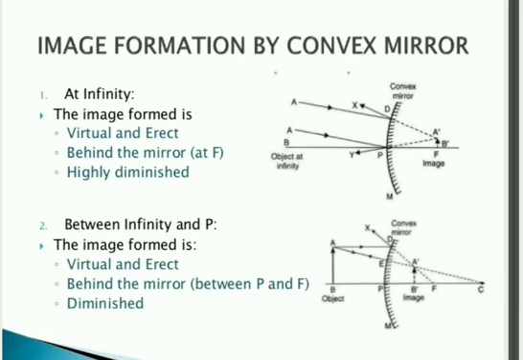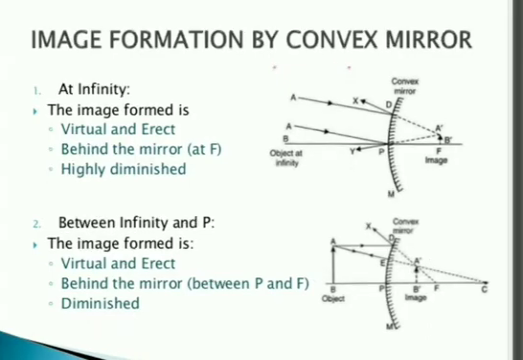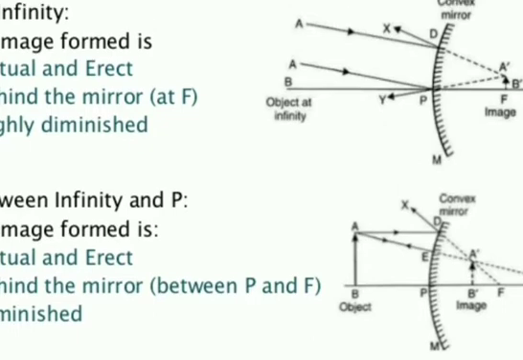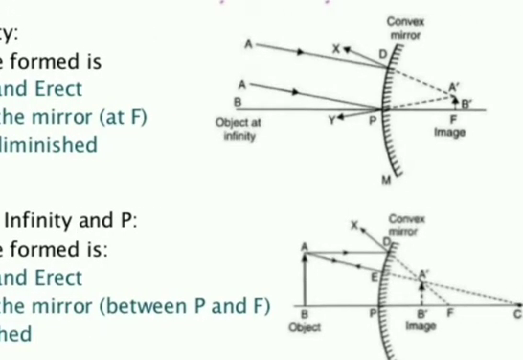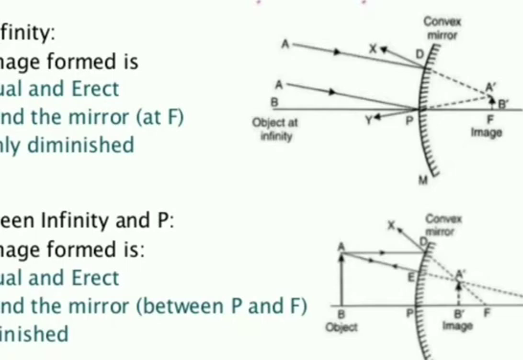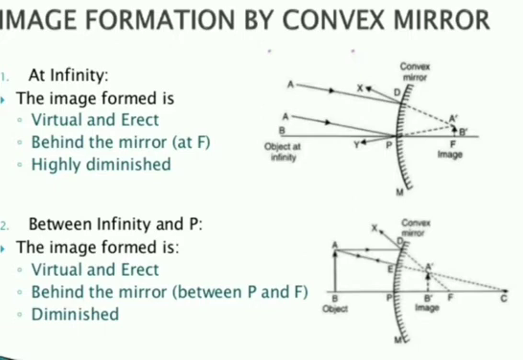And next one is image formed by convex mirror. How the convex mirror images are formed. In this we have only two cases. First one is when we keep the object at infinity. You can see here, when we keep the object at infinity, we are going to get virtual and erect image. The size is smaller than the object and it is highly diminished and it will be found behind the mirror.